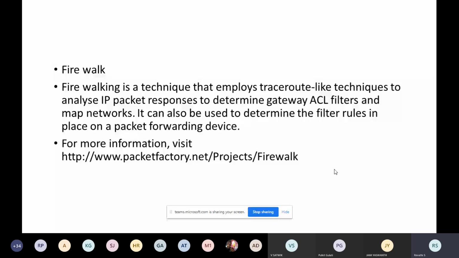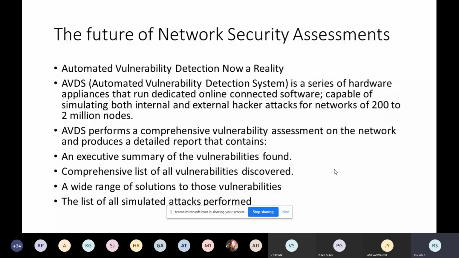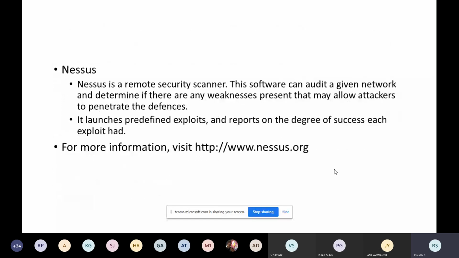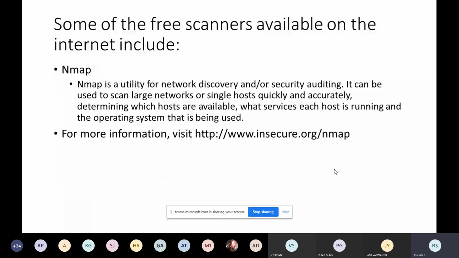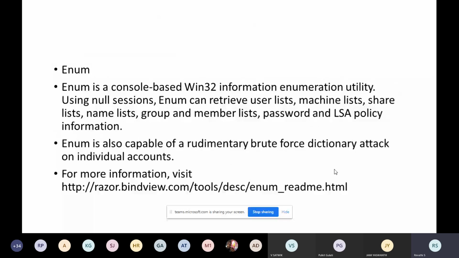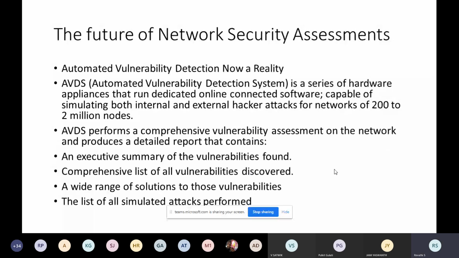Next, these are the free scanners available freely on the internet. I just listed a few things, but there may be many more free scanners. You can look at all these things later.